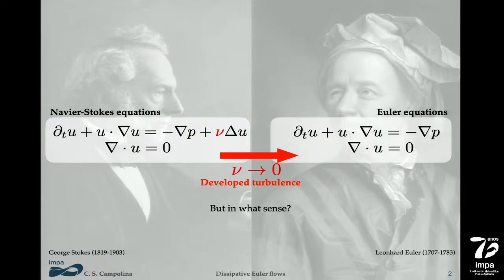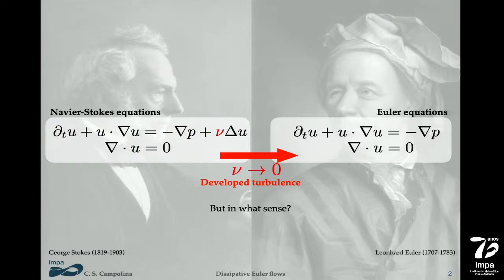But of course, in what sense? And this is the core of the course. Because we have the Navier-Stokes equations for finite viscosity, and we have the Euler equations with no viscosity at all. But what is the meaning of the solutions? And this is the object of the course, to give sense to the solutions to these equations in such a way that it represents the turbulence phenomenon.